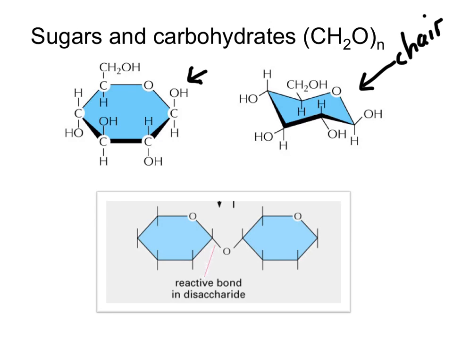So how do you know when you're looking at these chemical structures that you're looking at a carbohydrate? Well, carbohydrates have a particular chemical formula, CH2O to the n. So in the case of glucose or fructose, what you see is C6H12O6.